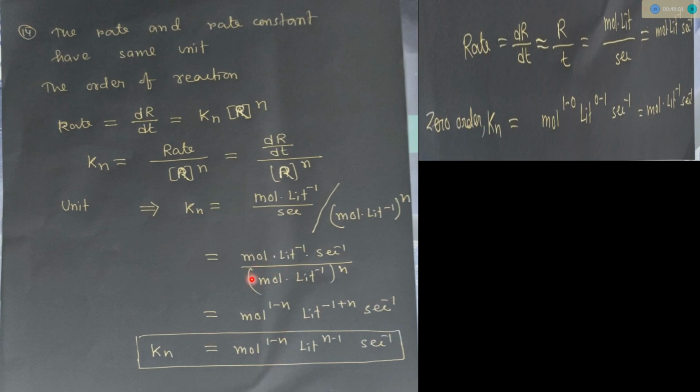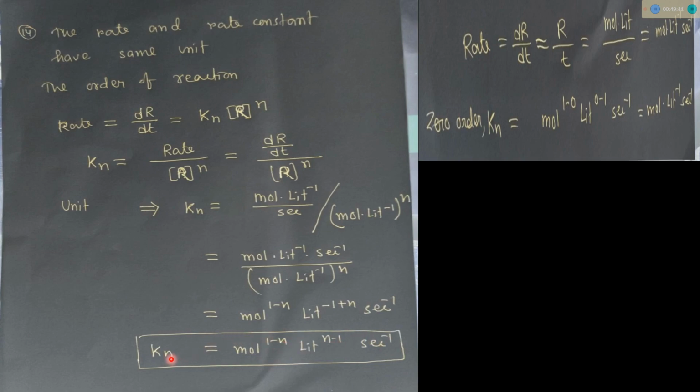If we rearrange this, we get mole^(1-n) liter^(n-1) second inverse. The mole to the power n, if it goes up, becomes minus n; the liter to the power minus n, if it goes up, becomes plus n. So for any nth order reaction, the unit of rate constant is like that. If we put n equal to 0, then we get mole^0... per liter per second inverse. That is the unit of rate constant for a zero order reaction.